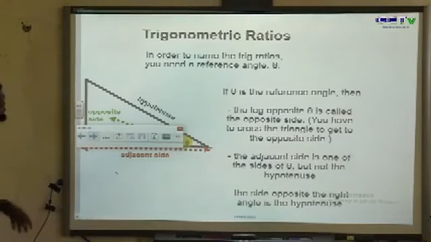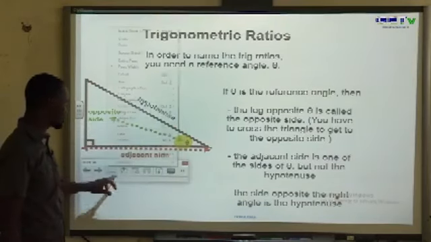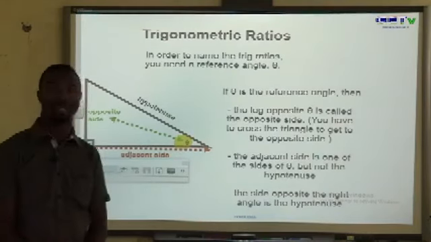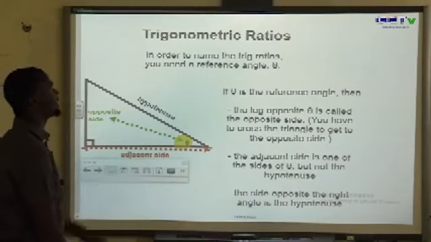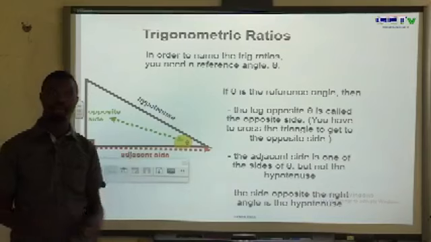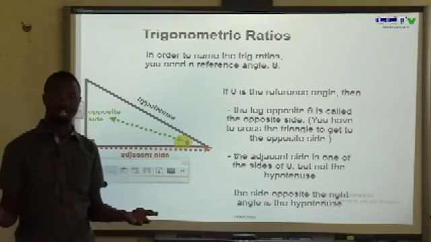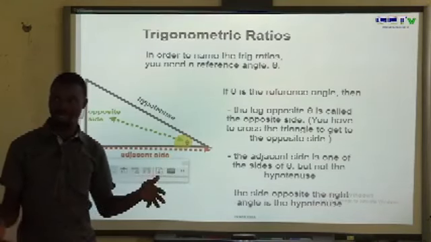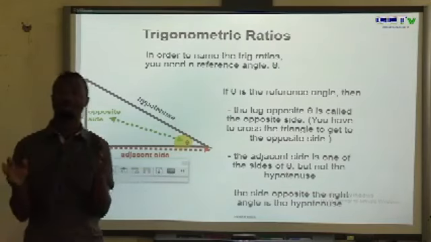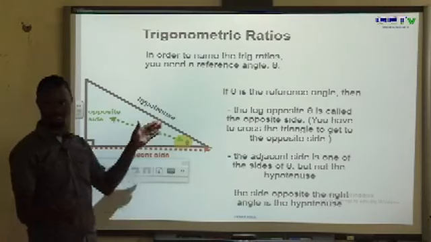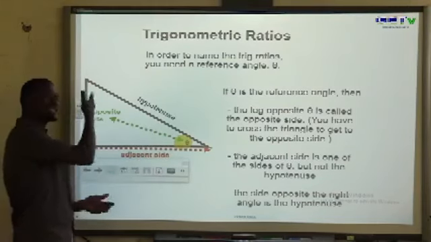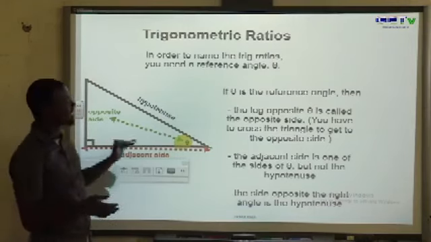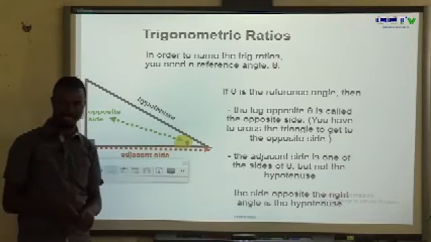Trigonometric ratios. In order to name the trig ratios, you need a reference angle. Here the reference angle is theta. Now in a right angle triangle, we have the longest side, which is called the hypotenuse. The other two sides are differentiated by where your angle of concentration is. If you are concentrating on theta, the side opposite the angle theta is labeled as the opposite, and the other side adjacent to the angle theta is labeled as the adjacent.